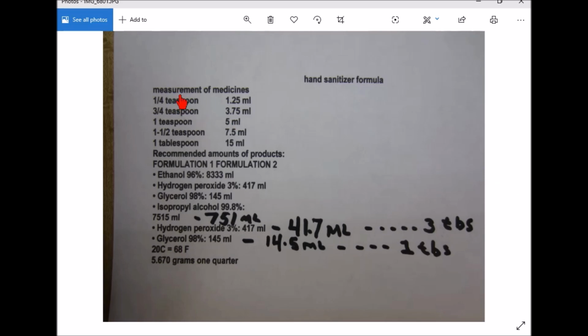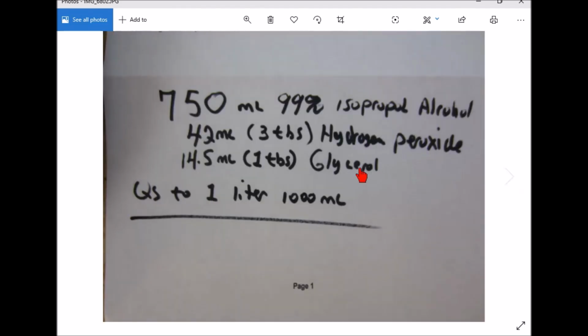Also, here are the measurements of the spoons I talked about earlier, and how much the quarters weigh. And 20 degrees centigrade equals 68 degrees Fahrenheit, if you're measuring out the water to graduate your own containers for measurement purposes. And finally, once again, 750 mLs of alcohol, 42 mLs or 3 tablespoons of hydrogen peroxide, and 14.5 mLs, 1 tablespoon of glycerol in the container. Then we're going to finish by adding water till we get to 1,000 mLs, or QS to 1 liter.